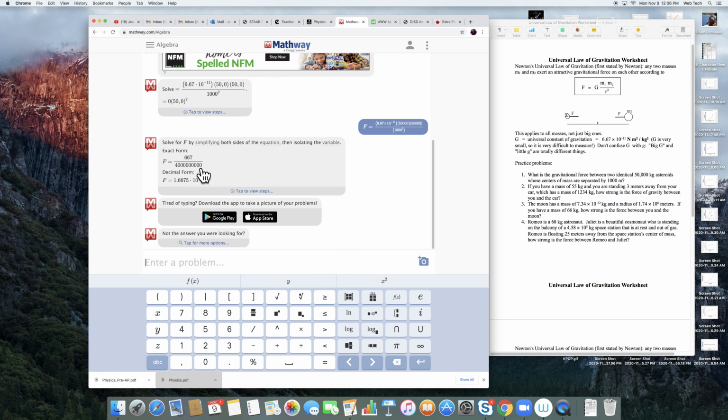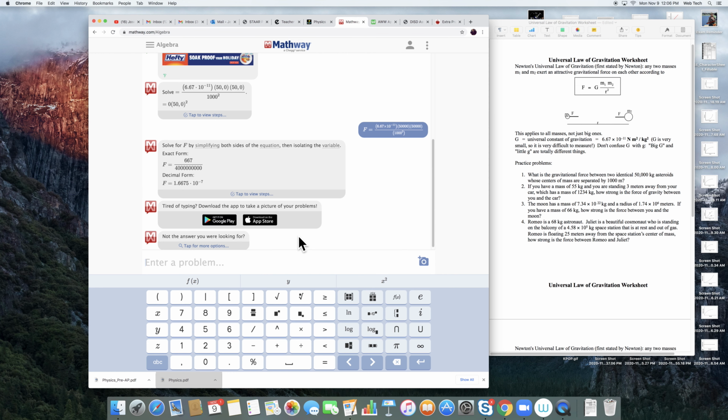I want you to go ahead and solve the equations using the universal gravitation equation. Use Mathway to calculate and upload your work and get 100. I think that's as easy as pie. Let's do it.